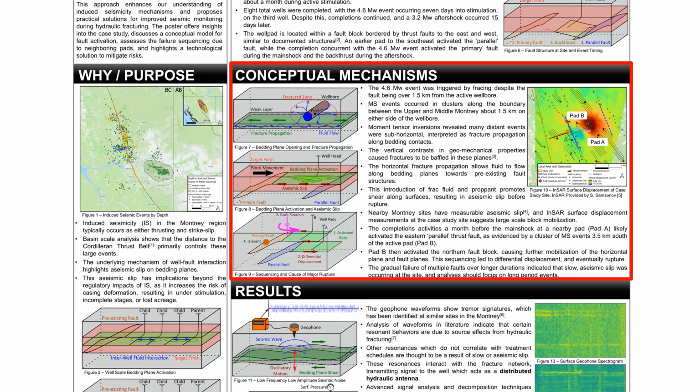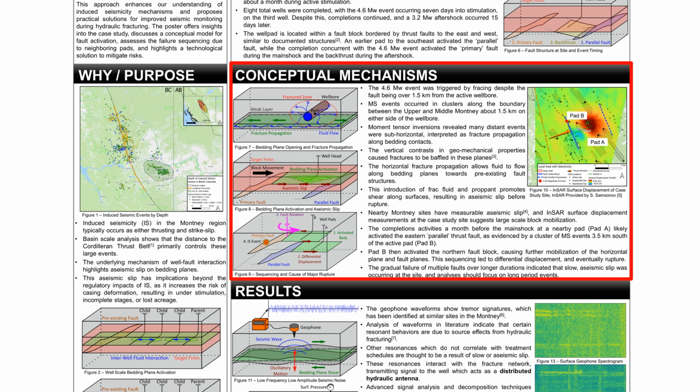Despite being over 1.5 kilometers away, the thrust fault was triggered during completions at this site. From picked microseismic events, we can see that there is a small subset of events, less than 10 total, that occurred along the boundary between the upper and middle Montney, about 1.5 kilometers on either side of the wellbore. A detailed moment tensor inversion of these distant events revealed that many of them were subhorizontal, and they are interpreted as fracture propagation along bedding contacts.